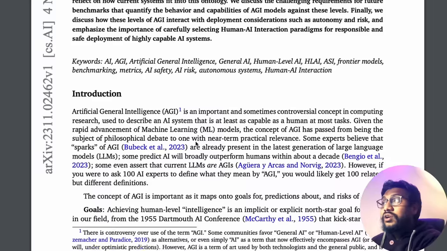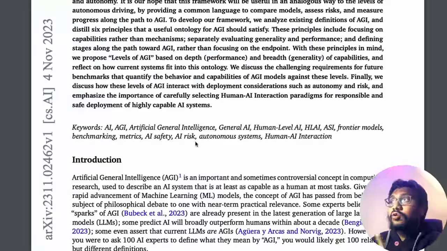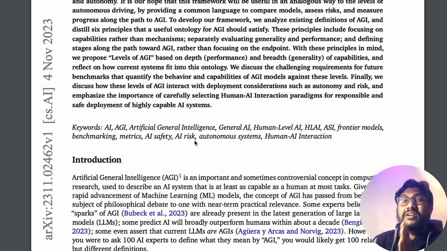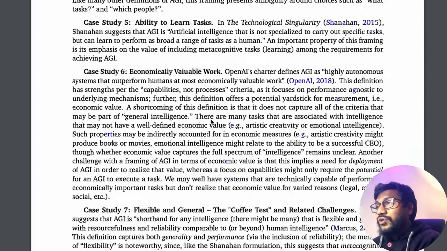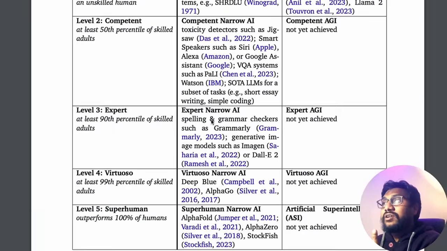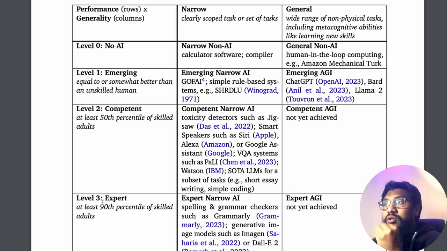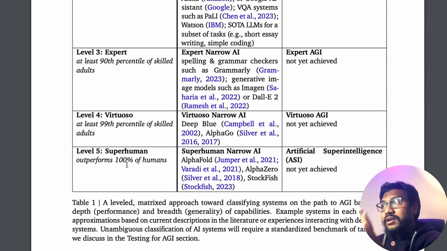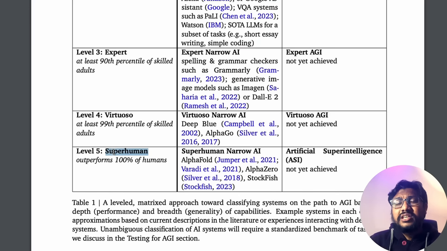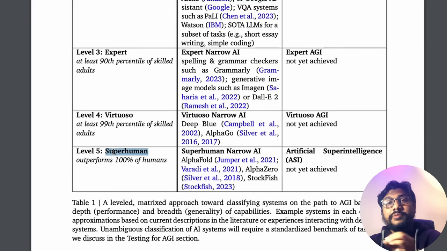So what Google DeepMind is trying to do here is put together a framework of different stages of AGI. If you go there, you would actually see that they have released different stages. Level 0, level 1, 2, 3, 4, 5, and 5 is what they are describing as superhuman. The AGI, artificial general intelligence, that outperforms 100% of humans.